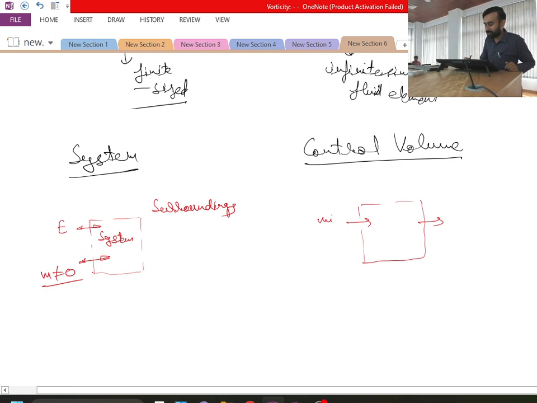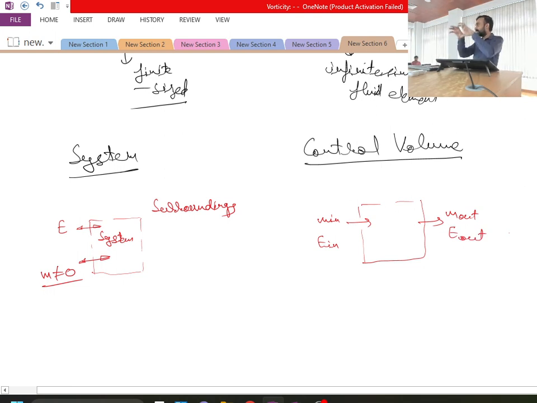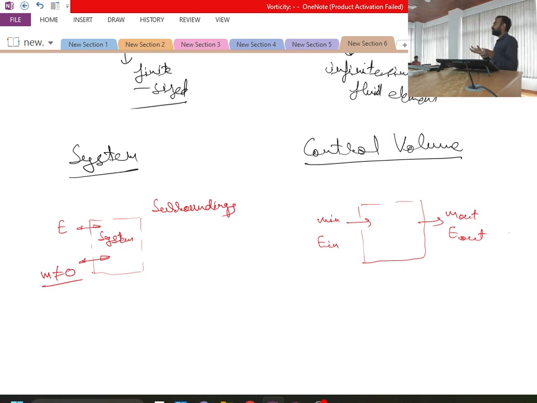So I can have m inlet and energy inlet, and I can have m out and energy out. Okay, but in this approach we have fixed ourselves in a certain region and we are interested to determine the properties in that region only. Okay, we are not concerned about what is happening inside or outside this region. But whatever fluid portion is inside this control volume at any instant, we are just interested in that.